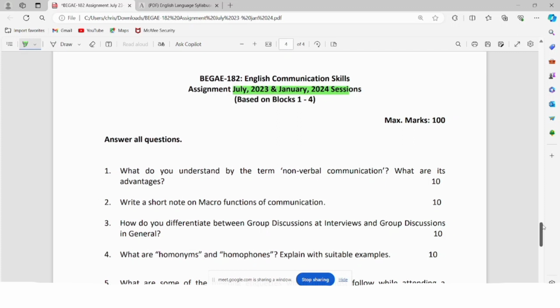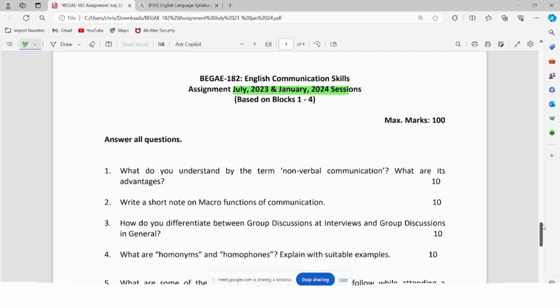Okay, that is the challenging aspect. Very often we find learners writing all other aspects but a small paragraph on macro functions of communication. That will not fetch you marks. I suppose I am clear to you. Am I clear to you?